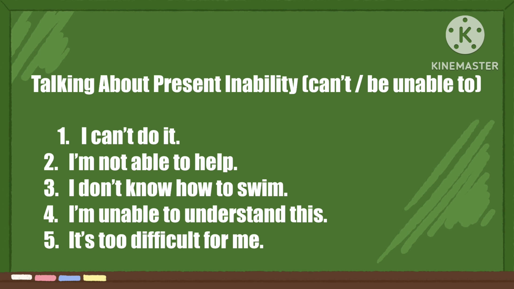So, talking about present inability using can't, be unable to and other expressions. For example, I can't do it. I'm not able to help. I don't know how to swim. I'm unable to understand this. It's too difficult for me. These are some examples of expressing present inability in English.